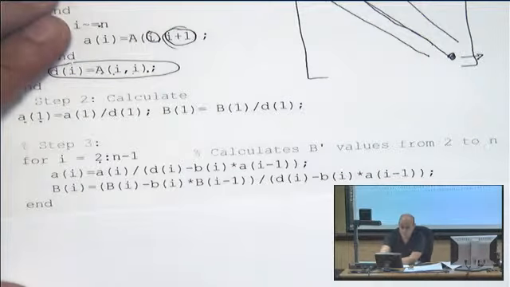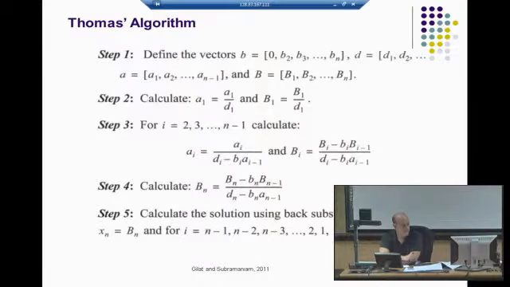It gave it away, right? Step 3 says, look, there it is. Step 3, for I is equal to 2 to n minus 1, A of I is equal to B of I. You practically have to copy it word for word. That's all you need to do there.